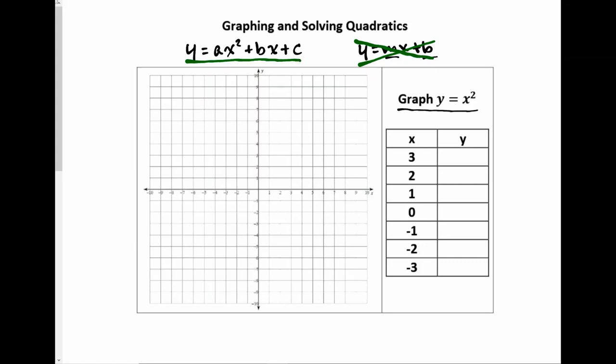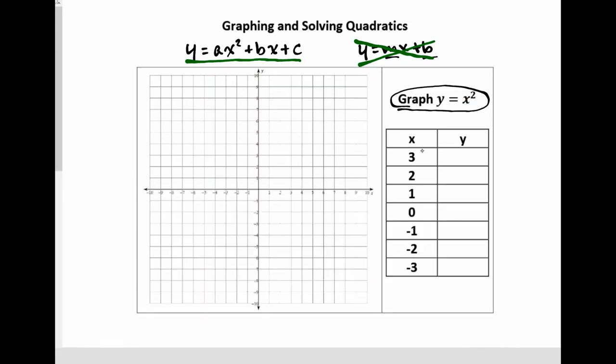Let's look over here. It says graph y equals x squared. You can see that my a in this situation would be an invisible 1. My b and my c would both be 0 because I don't have a plus or minus bx or a plus or minus c. Essentially, this is a very simple example of a quadratic formula.